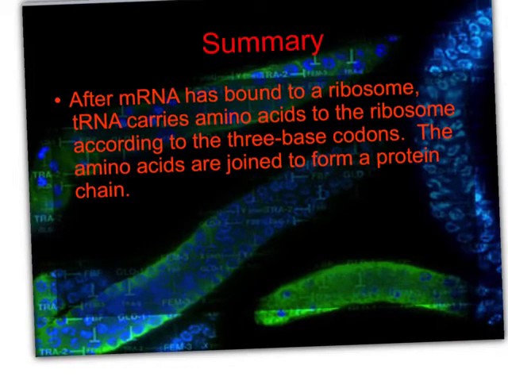Kind of a summary of what's going on here. So the mRNA molecule is bound to the ribosome. The tRNA molecule is going to come in and lay the amino acid, and it's going to follow the codon rules. The amino acids are joined to form that polypeptide chain.